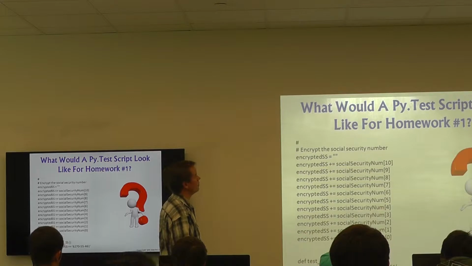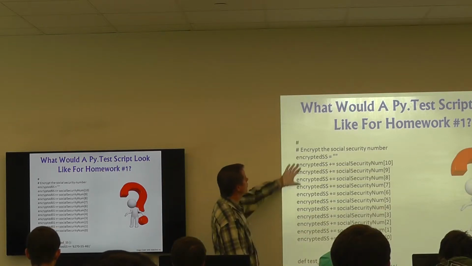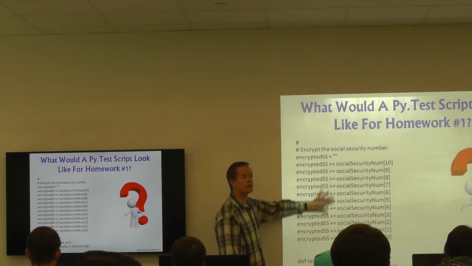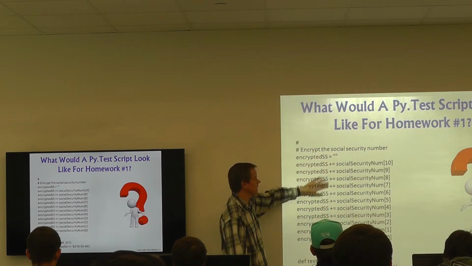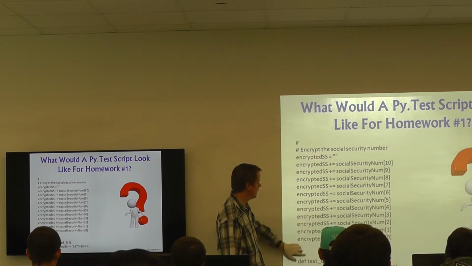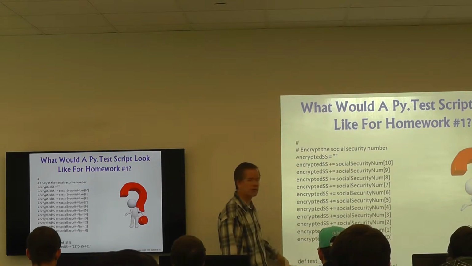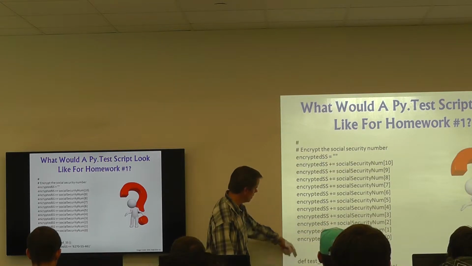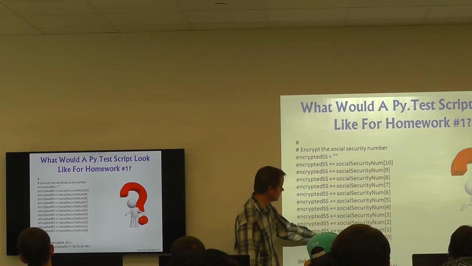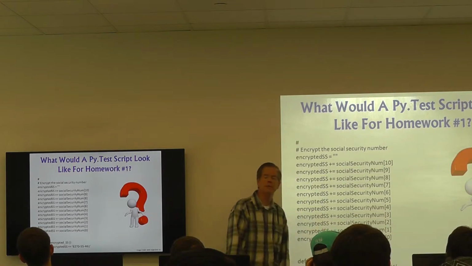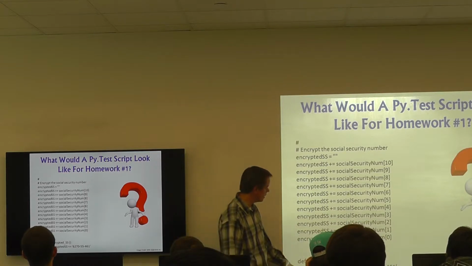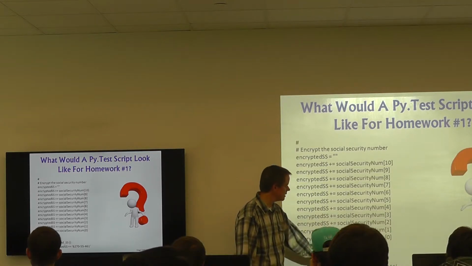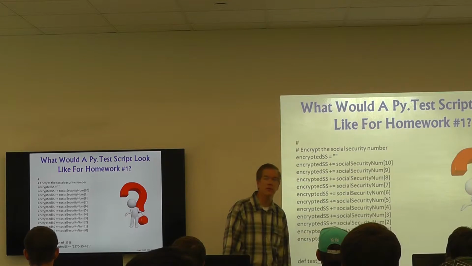So what would a PyTest script look like for homework number 1? Well, you remember homework number 1, where we were encrypting the social security number. It looks something like this. It might not look exactly like this, but this is basically the gist of it. These 2 lines down here effectively are PyTest lines. It says def test_encrypted_SS. So basically we gave the test case a name. And then here goes assert encrypted_SS equals, and then a particular string.